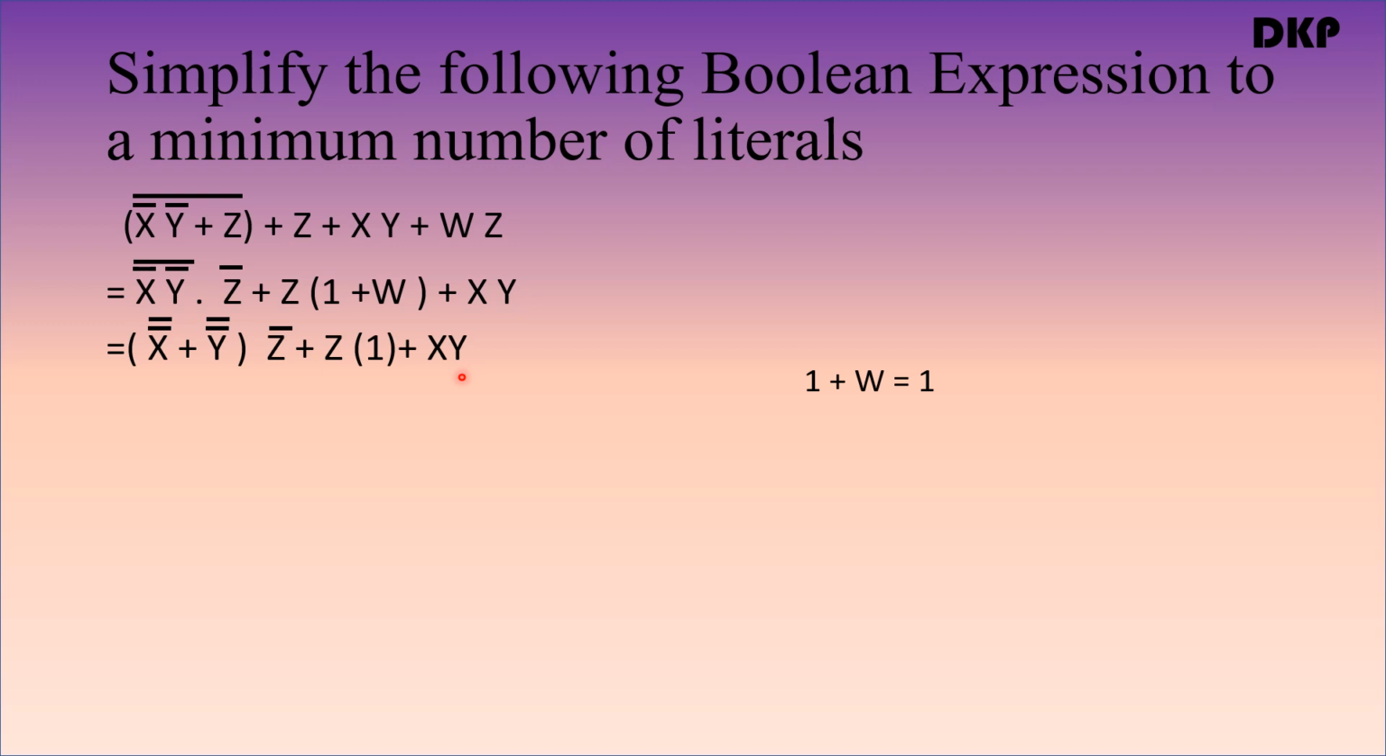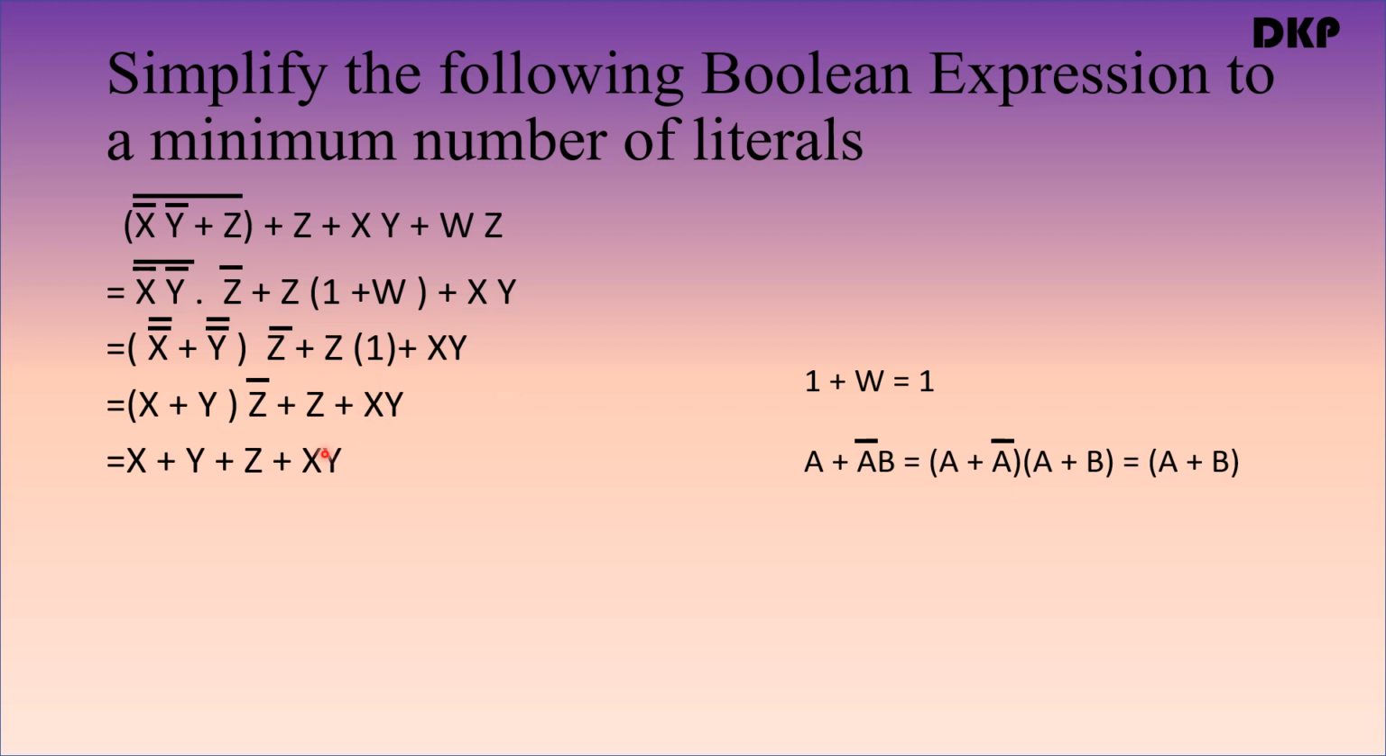Now in the next step we will get what is x double bar. X double bar is equal to x, y double bar is equal to y. Therefore you can write it as x plus y into z bar plus z plus xy. Now notice this terms x plus y into z bar plus z. This is of the form a plus a bar b. Here z is a and this z bar is a bar and b is x plus y. So this can be written as a plus a bar b is equal to a plus b. Similarly, z plus z bar into x plus y can be written as x plus y plus z plus xy.